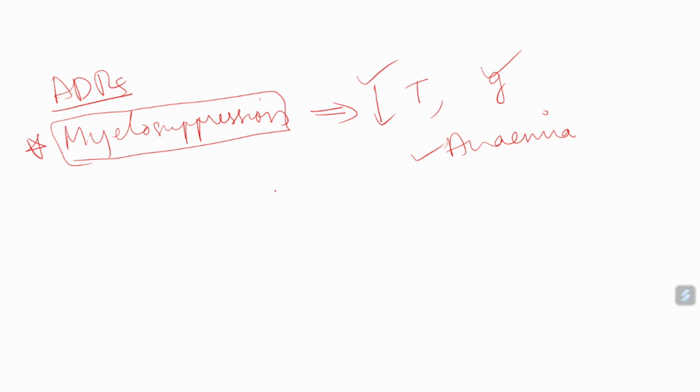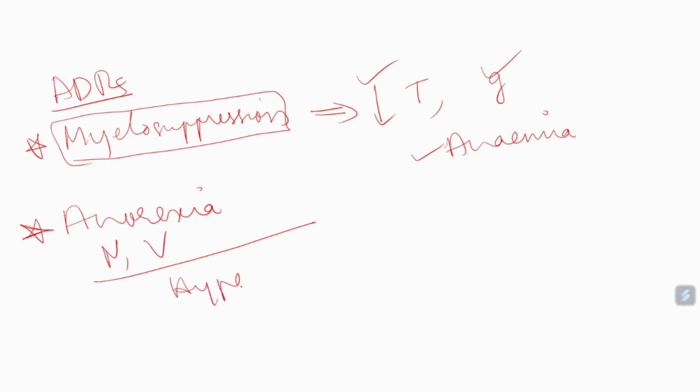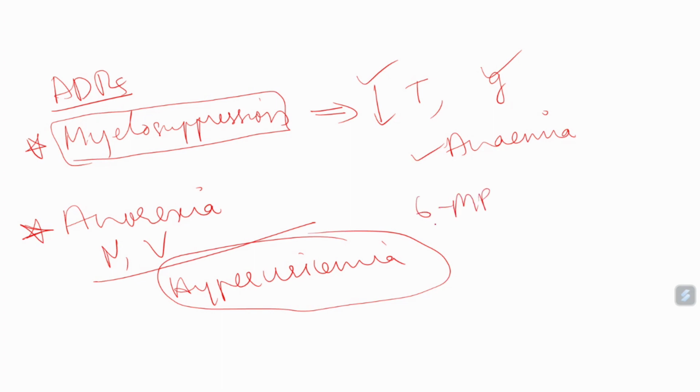Okay, and along with this, this drug, mercaptopurine, causes anorexia. Anorexia is loss of appetite. It causes nausea, vomiting, and a very, very important adverse effect, it causes hyperuricemia. Hyperuricemia. Just now I told one point, 6-mercaptopurine should not be given along with allopurinol or febuxostat, which are xanthine oxidase inhibitors, right? Already this 6-mercaptopurine is causing hyperuricemia.